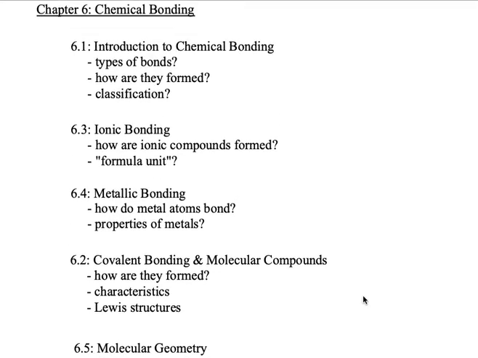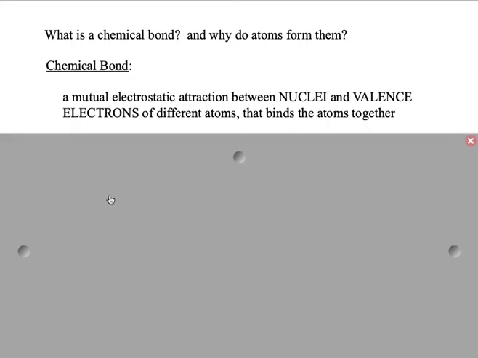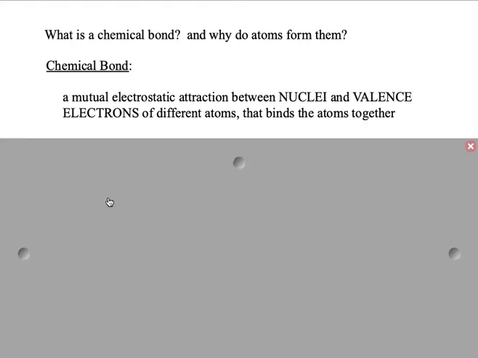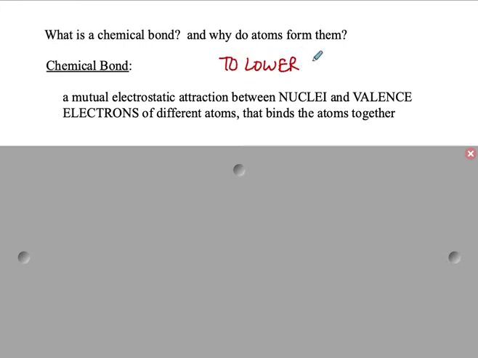So let's begin with an introduction to chemical bonding. What is a chemical bond and why do atoms form them? Well, the definition is a chemical bond is a mutual electrostatic attraction between the nuclei and valence electrons of different atoms that binds the atoms together. And atoms form chemical bonds for one reason only, and that is to lower the potential energy of the system.